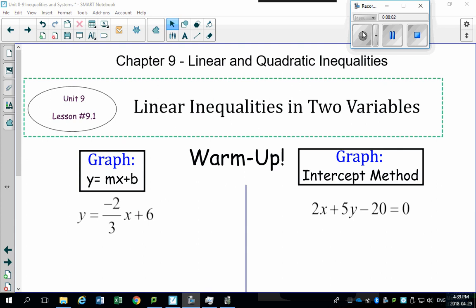To chapter 9. Chapter 8 is a short chapter. Chapter 9 is a short chapter. That's why we blend them. Okay, so here we go.